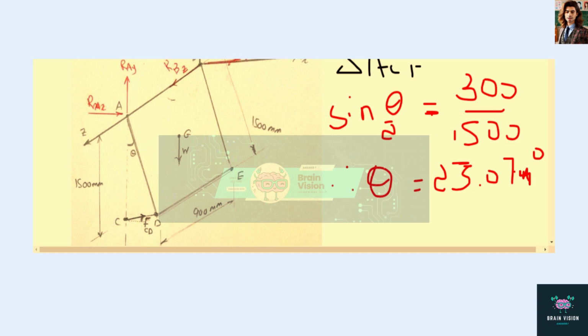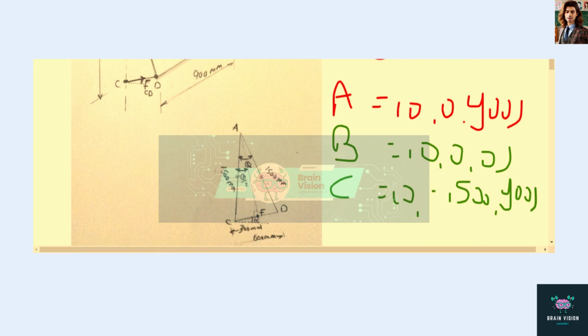The coordinates of the points are A is equal to 0, 0, 900, B is equal to, which is the origin, 0, 0, 0, C is equal to 0, minus 1500, 900, and G is equal to 293.94, minus 960 and 450.